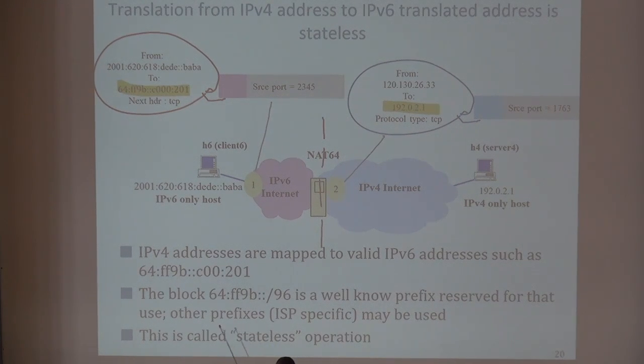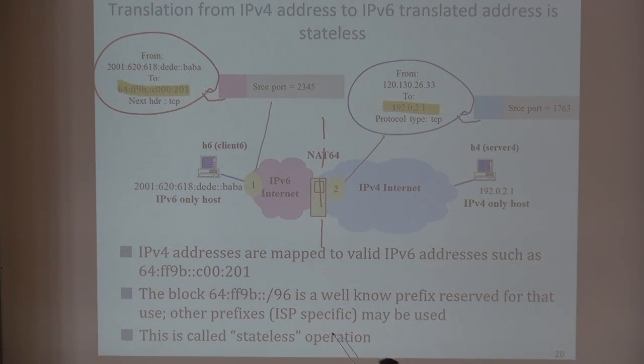Now in the reverse direction, the question is, how do I map that address as a destination address to this one? Here, the answer is simple, because the IPv6 space is huge. So we can embed the IPv4 address space into IPv6 if we choose a well-known prefix.